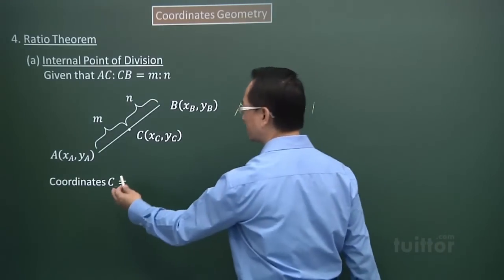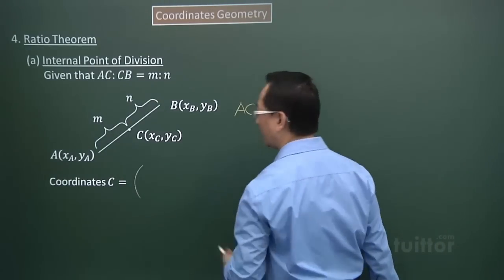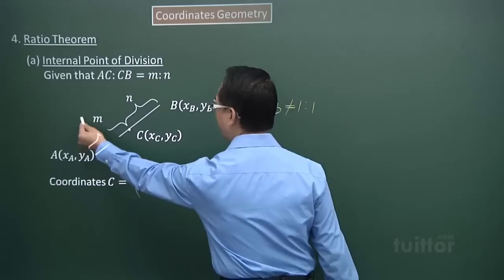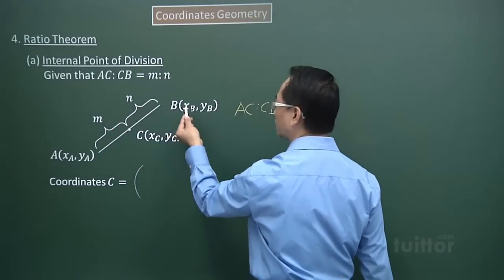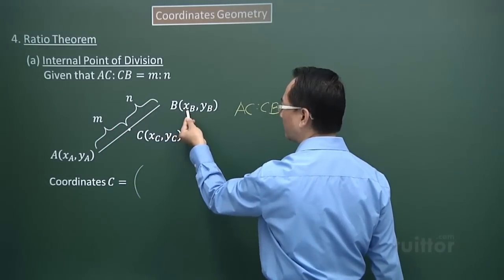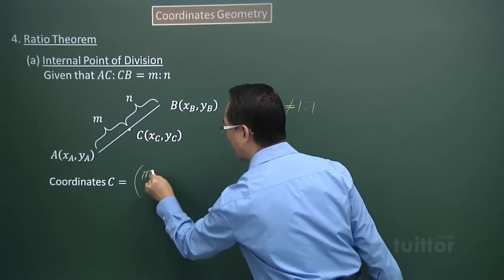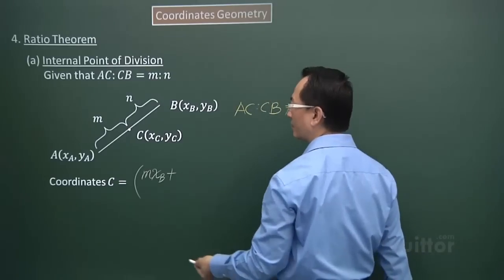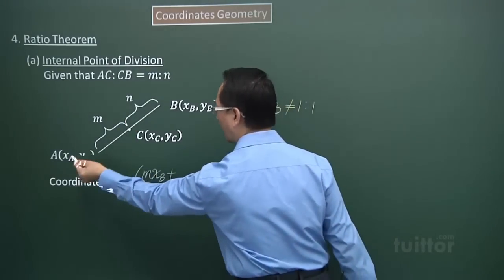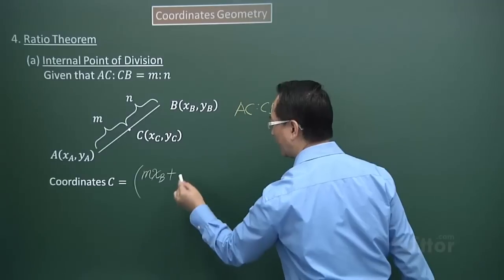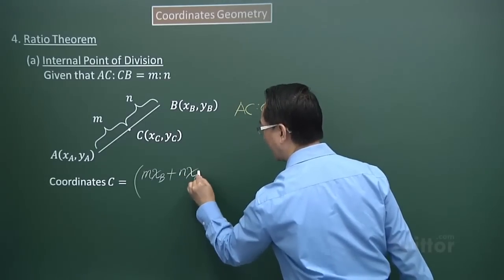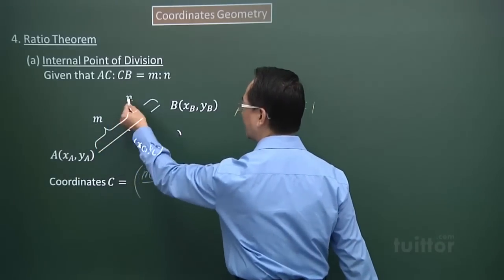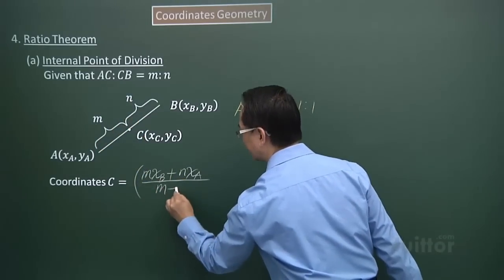So the coordinates of C will be, now I will take this m multiplied to the x coordinates of B, m XB, plus this n multiplied to the x coordinates of A, n XA, over, they are all together m plus n parts.